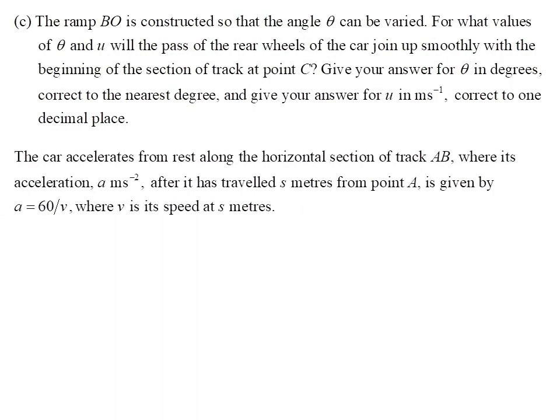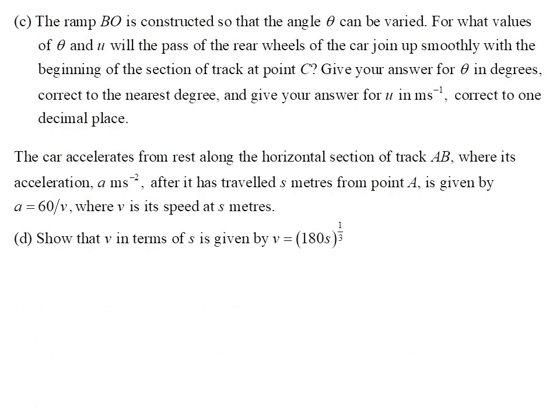Now the car accelerates from rest along the horizontal section of track AB, where its acceleration a meters per second squared after it has traveled s meters from point A is given by a equals 60 over v, where v is its speed at s meters. In such circumstances, part D is to show that v in terms of s is given by v equals (180 s) to the power of 1/3.